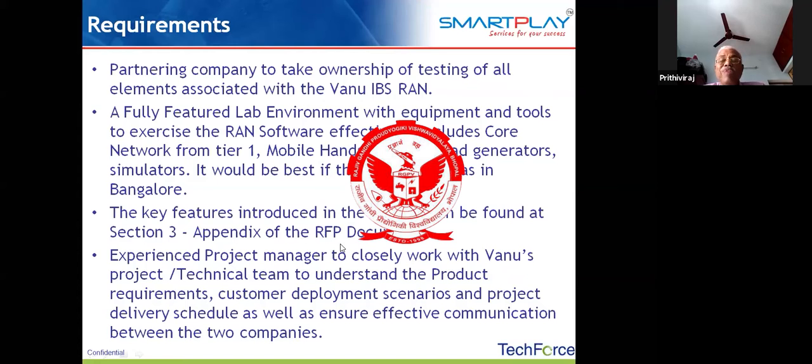His aim was to develop software-defined radio for rural application. So that was the bent of mind which he had. So what is this? It's a fully featured lab environment with equipment and tools to exercise RAN, which stands for Radio Access Network software, effectively. And it has all the core network from Tier 1, mobile handset banks, load generators, simulators, and the key features are provided in this. And we have experienced project managers who have worked closely with Vanu's technical team to get the customer deployment scenarios and project deliveries. So a lot of mobile companies in India had the opportunity to work with this. Next slide, please.